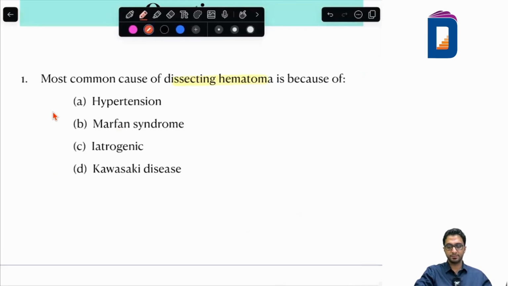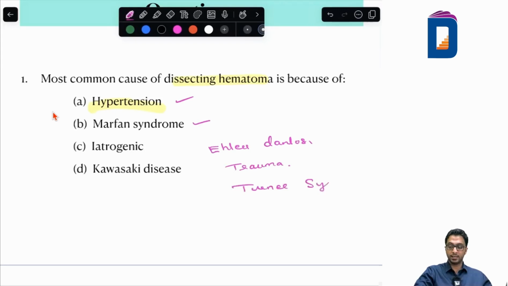Quickly. Now I know all of you will answer B, but the answer is A. The most common cause is hypertension. Don't forget, Marfan syndrome is also a cause of it. As I've told you, Ehlers-Danlos syndrome, which we saw, has aortic aneurysm, so there is also aortic dissection. Then trauma, and Turner syndrome. All these are associated with aortic dissection.